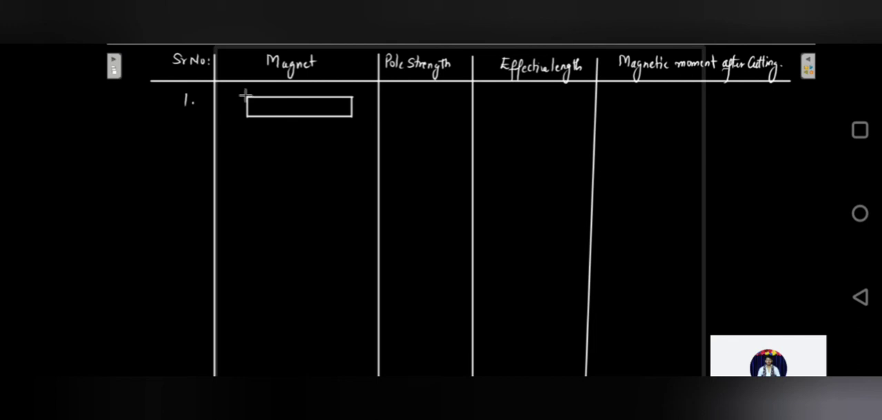So this is the magnet, which is having north pole and south pole. The distance between the poles is 2l. The pole strength is qm and minus qm, so I'll just put it as qm, equal and opposite. Effective length I have taken as 2l. So what is the magnetic moment over here? The magnetic moment is given by qm multiplied by 2l. This was the hypothetical model.